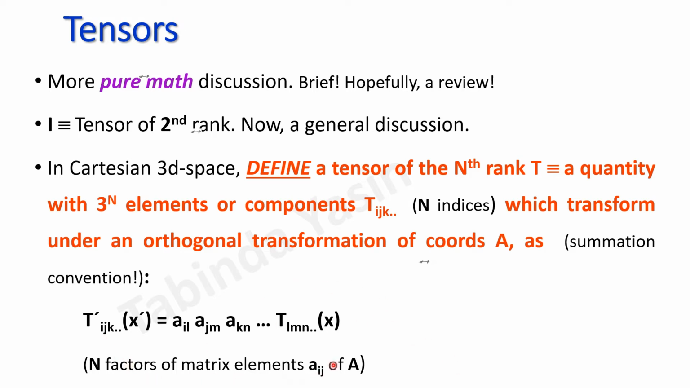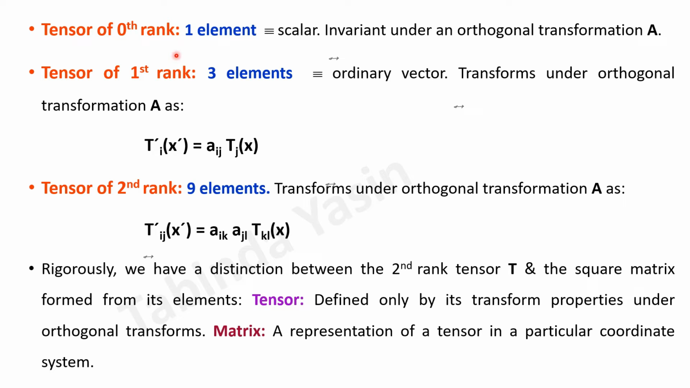Here a_ij are the matrix elements of capital A, that is, all the a components are the elements of the matrix A. A tensor of zeroth rank is one element, that is a scalar, invariant under the orthogonal transformation A. A tensor of first rank has three elements, equivalent to an ordinary vector, transforming under the orthogonal transformation A as T'_i = a_ij T_j, and a tensor of second rank has 9 elements that transform under the orthogonal transformation A like this.